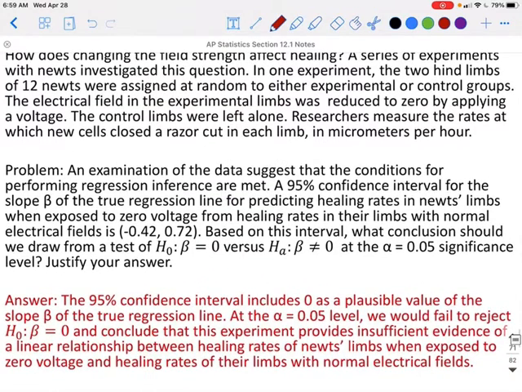So the 95% confidence interval includes 0 as a plausible value of the slope beta of the true regression line. At the alpha equals 0.05 level, we would fail to reject the null hypothesis that beta equals 0 and conclude that this experiment provides insufficient evidence of a linear relationship between healing rates in newts' limbs when exposed to 0 voltage and healing rates of the limbs with normal electrical fields.